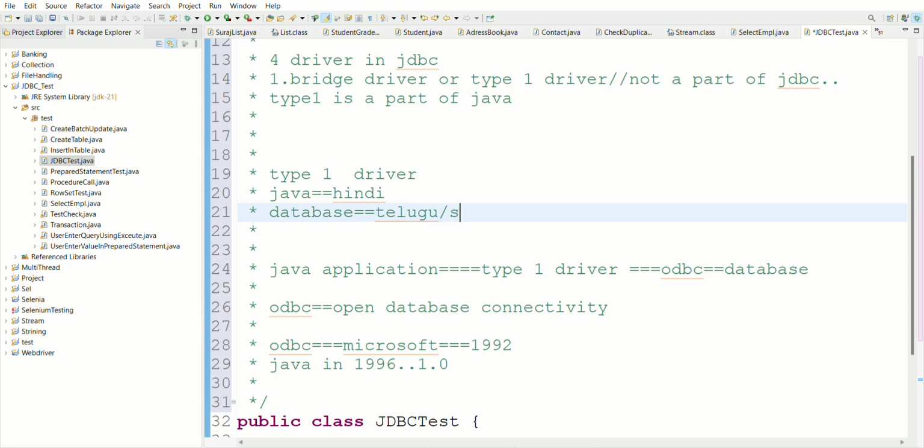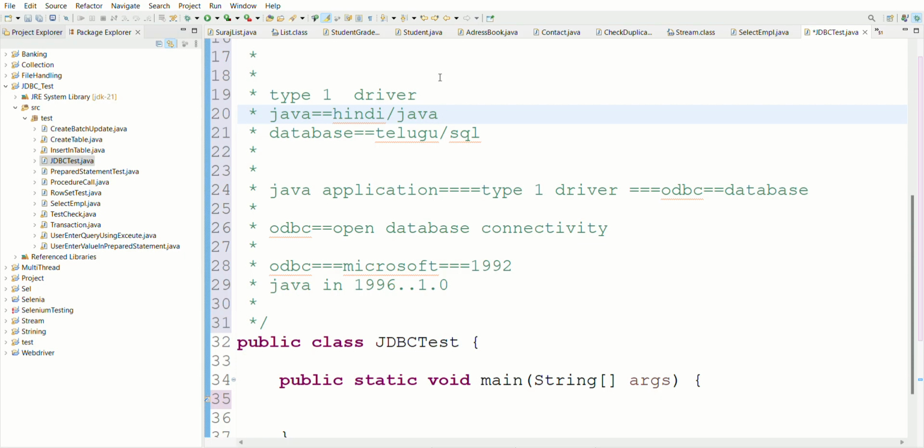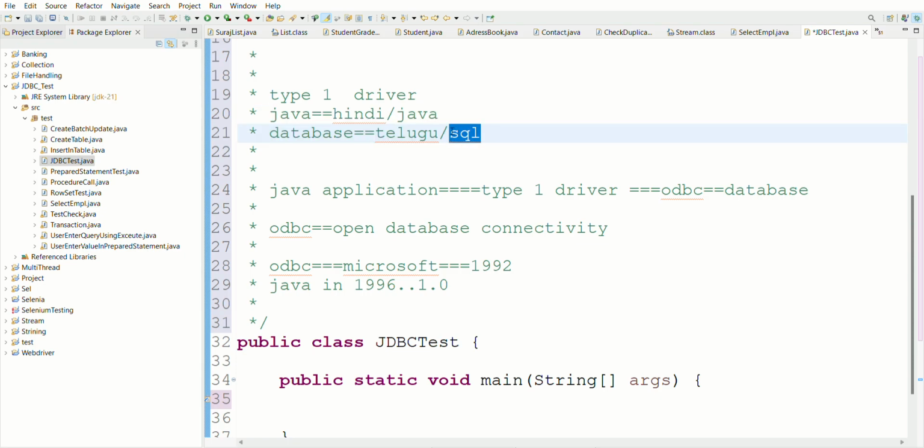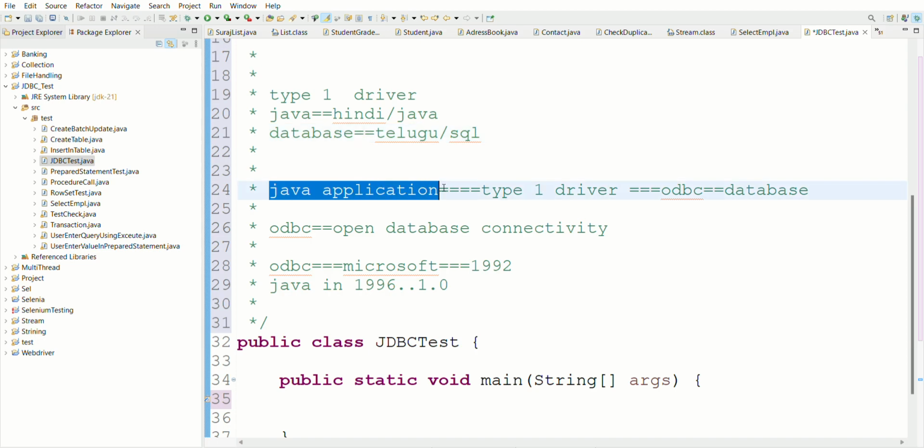Because database is using what? MySQL. Database is using SQL, and Java is using Java code, Java programming. Got it? So Java doesn't know SQL, doesn't know anything about SQL programming language, and database doesn't know about Java. Both don't know their language. Because Java has the knowledge of Java application and database has the knowledge of SQL.